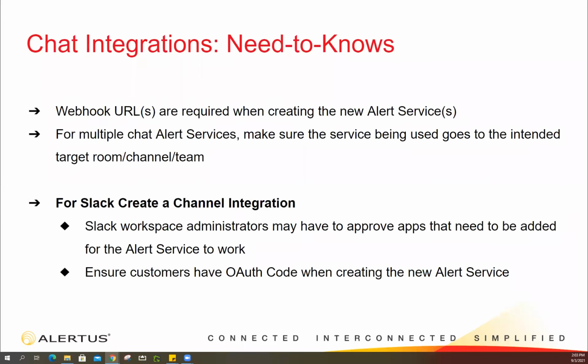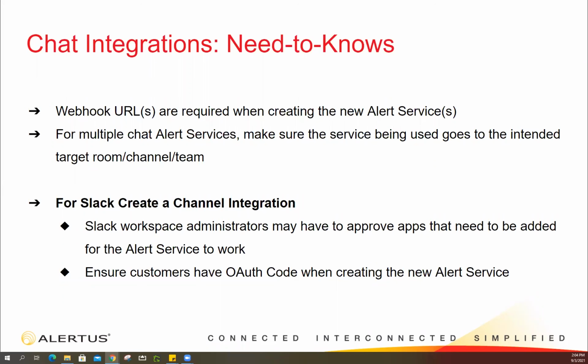Now, some things to keep in mind when guiding customers through these features are that, of course, the webhook URLs are required when creating the new alert services. Otherwise, they will not work. If customers have multiple chat alert services, for example, they're using both Slack integrations, or they have different alert services set up for each integration, they have to make sure that the service being used goes to the intended room, channel, or team, depending on which integration they have, right?